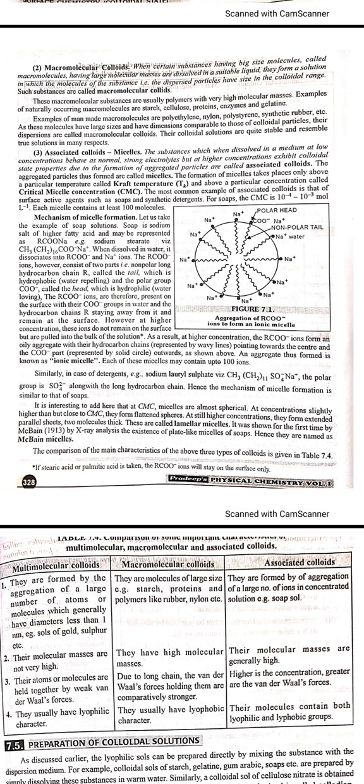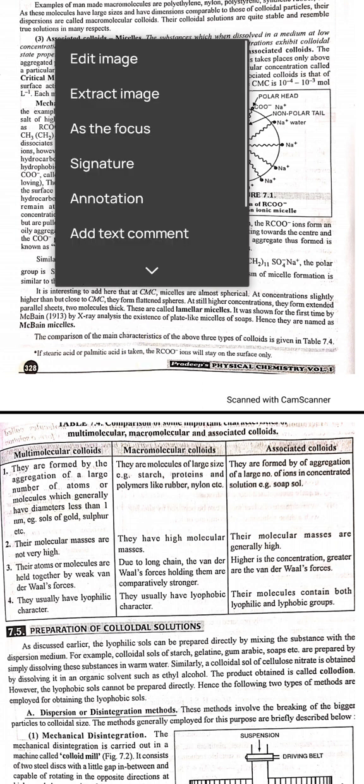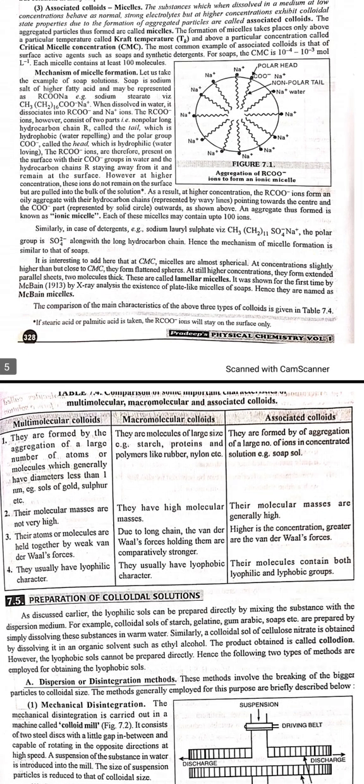However, at higher concentration, these ions do not remain on the surface but are pulled into the bulk of the solution. As a result, at higher concentration, the RCOO- ions form an oily aggregate with their hydrocarbon chains, represented by wavy lines, pointing towards the center and the COO- part, represented by the solid circle, outwards as shown above.